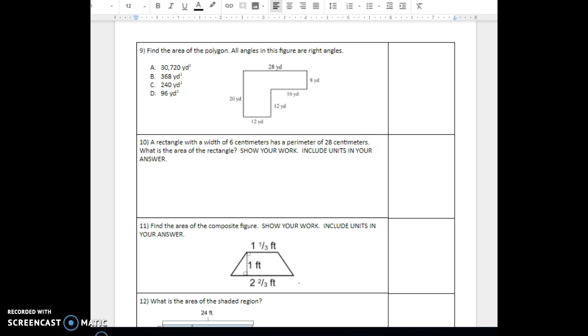Question 10. A rectangle with a width of 6 centimeters has a perimeter of 28 centimeters. What is the area of the rectangle? Show your work. Include units in your answer.